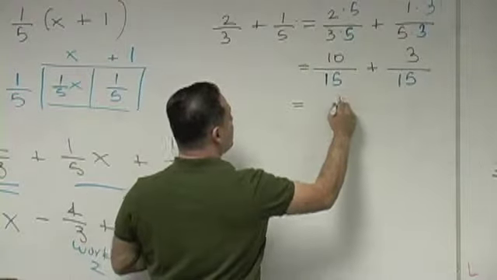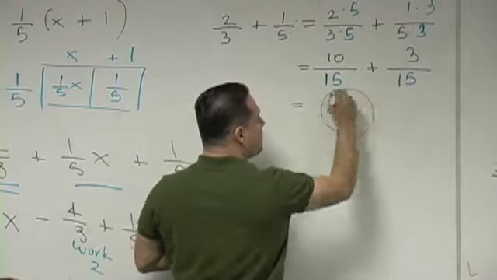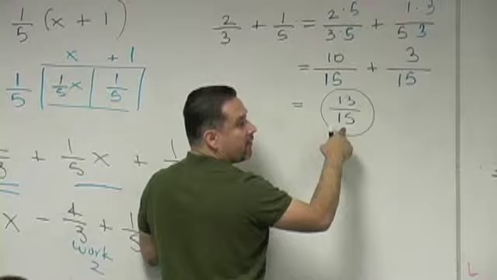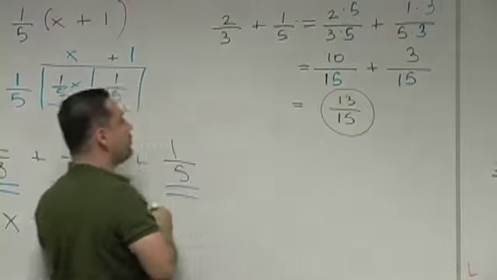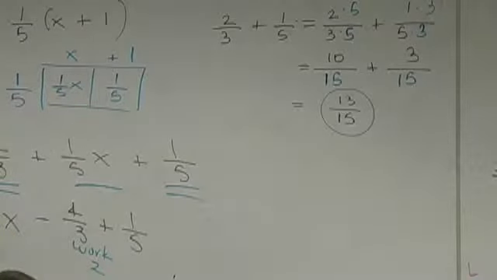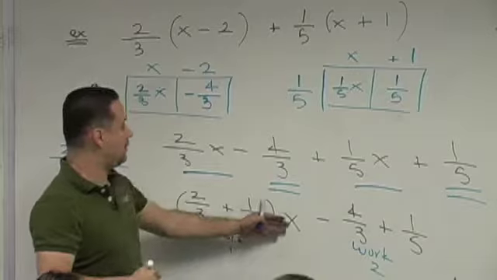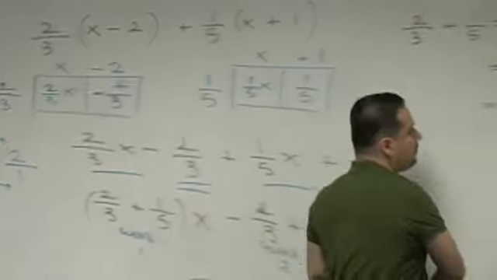Notice the answer is 13 over what? 15. And that is reduced. 13's prime. 15 is 3 times 5. Nothing cancels. That's reduced. That's my term that belongs to what? To the x. That's work 1. You guys okay with that? Work 2.